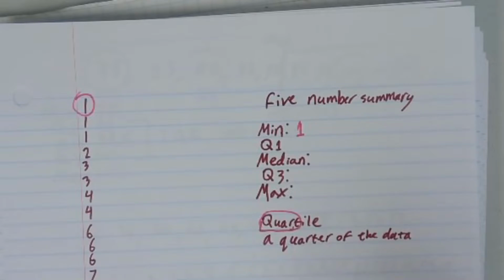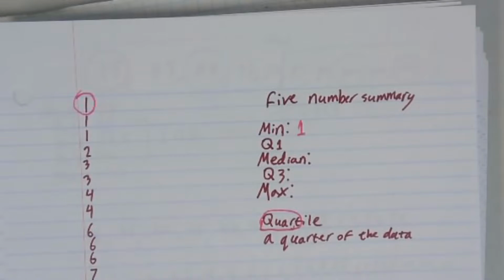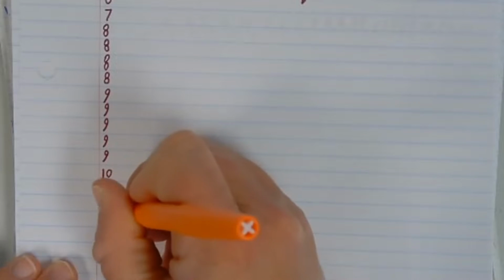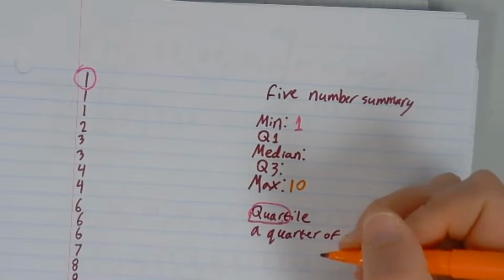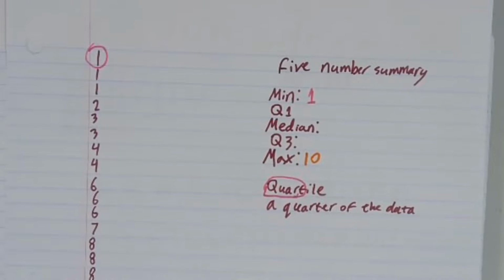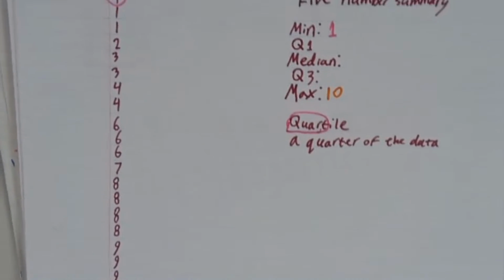Also easy to find, because my data are in order, is the maximum. Here it is. The median is harder. I have to count in to find it.